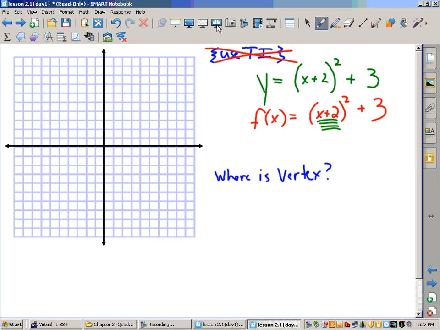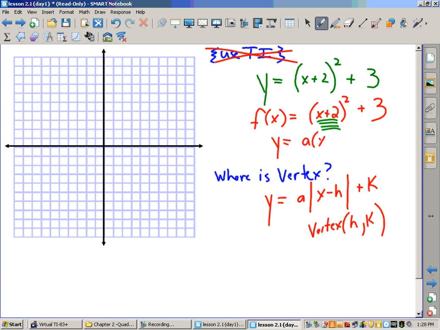And this goes back to the absolute value functions. When I was doing absolute values, y equals a times the absolute value of x minus h, plus k. When I did that, my vertex was always at h comma k. I'm going to do the same thing right up here. It's going to be y equals a times x minus h, the quantity squared. No absolute value, but the quantity squared, plus k. And the vertex is still h comma k.